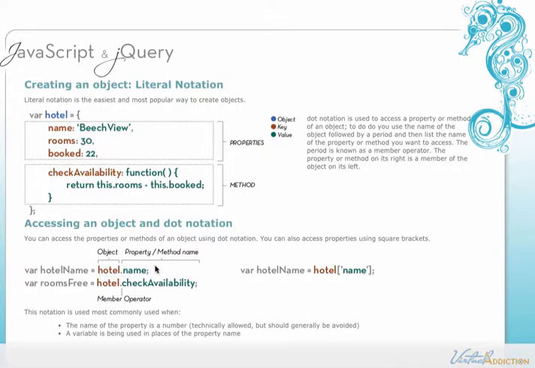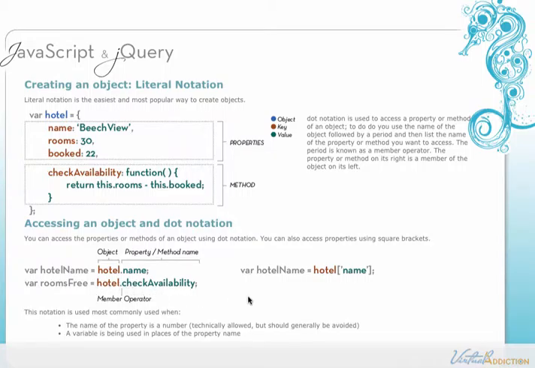So here's our object, and then the items in green are the property or method names. The period is also referred to as the member operator. The property or method on its right is the member of the object on its left. Here, two variables are created to hold the hotel name and the number of vacant rooms.